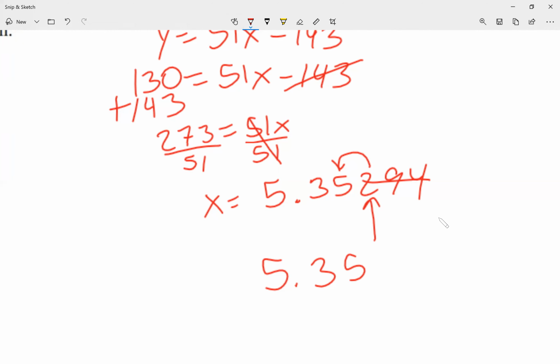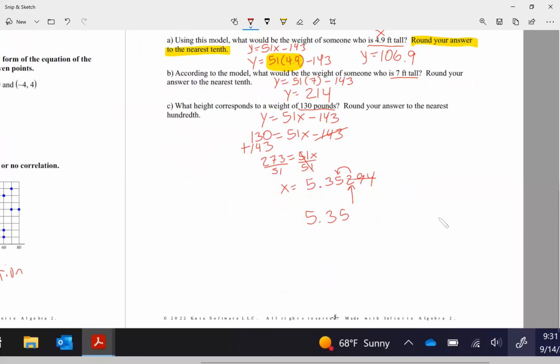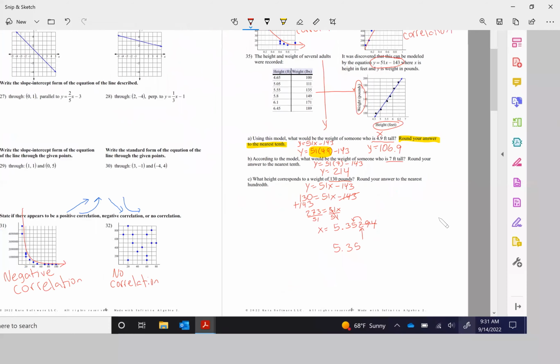Okay. Let's take a look at another example. Again, I'm working up into question number 38 on our notes. Let's take a look at question number 36.